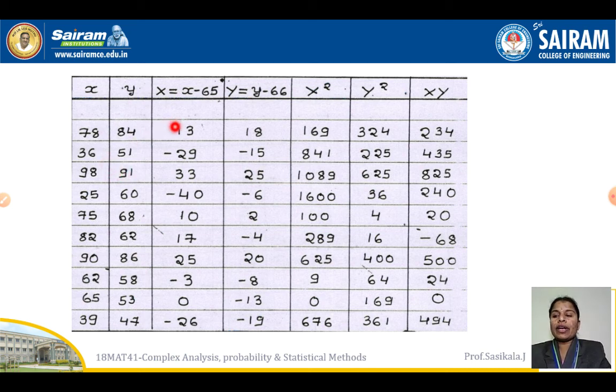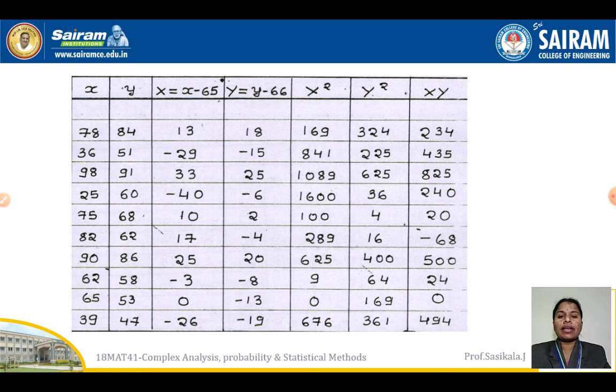What is required? I need summation x squared, summation y squared, summation xy. For that I am going to make a table. Capital X and capital Y can be obtained from small x and small y, isn't it? Using x minus 65, and this is y minus 66. Now you can take X squared. After finding the capital X column and capital Y column, find capital X squared, capital Y squared. Then you can multiply X and Y. Every term you multiply, then you sum it.